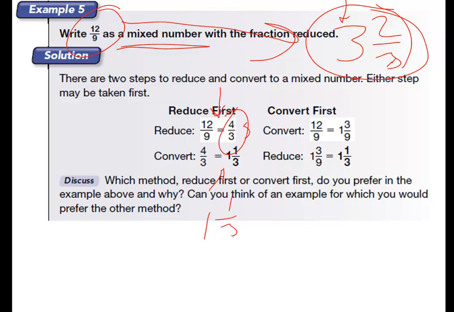If you don't want to reduce first, then you could do it this way here, which is probably the way I would have done it. How many times does 9 go into 12? It goes in 1 time. And then you go 9, 10, 11, 12. So that means I've got 3 left over.